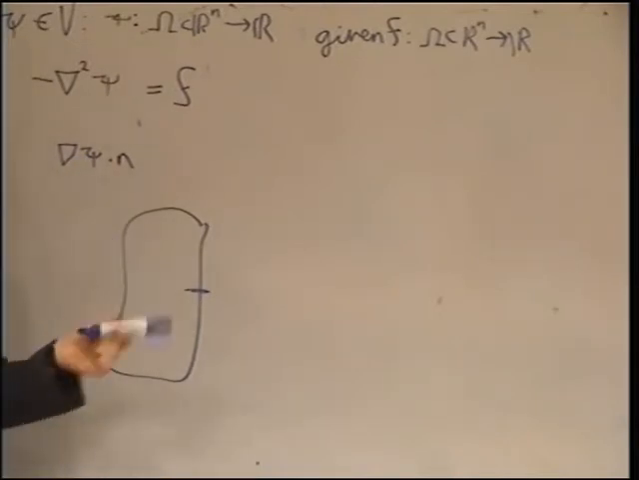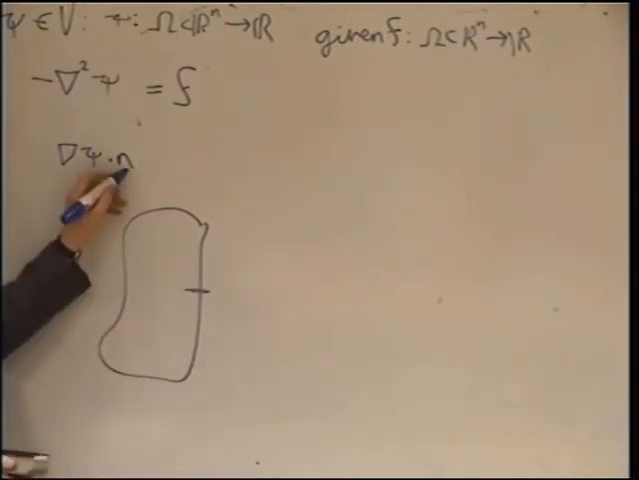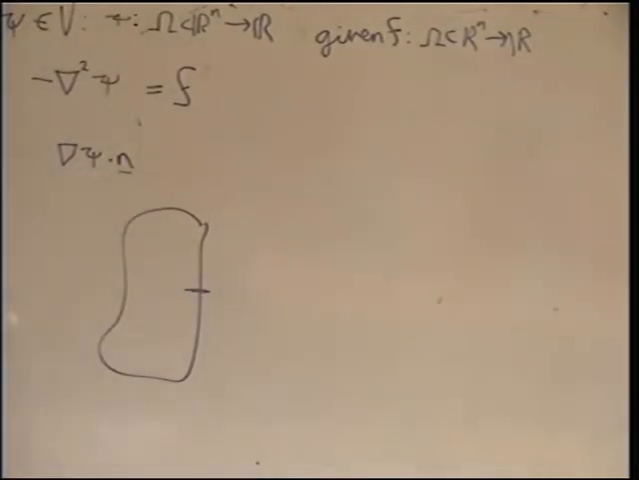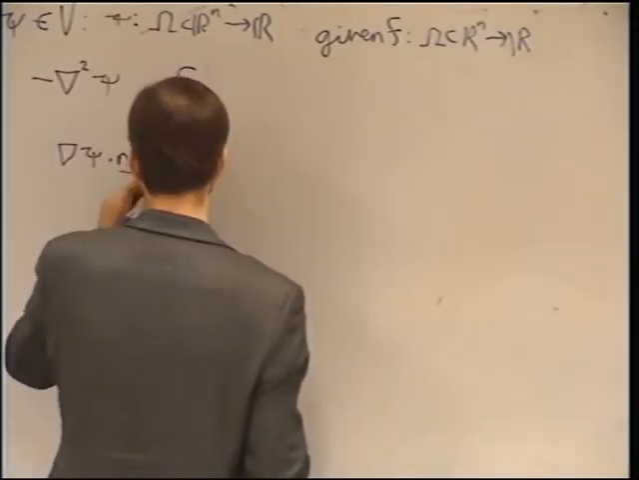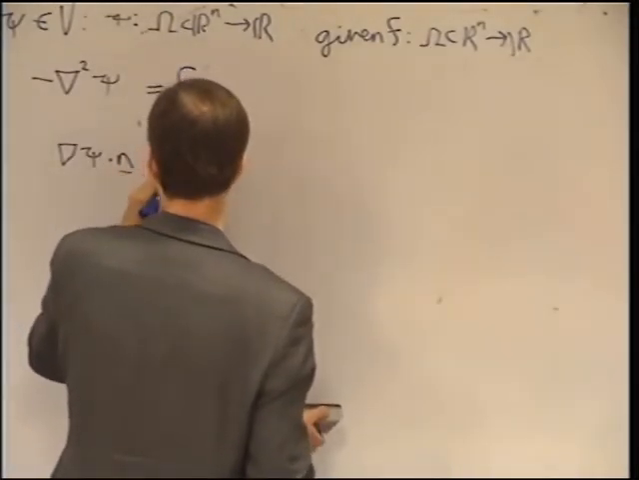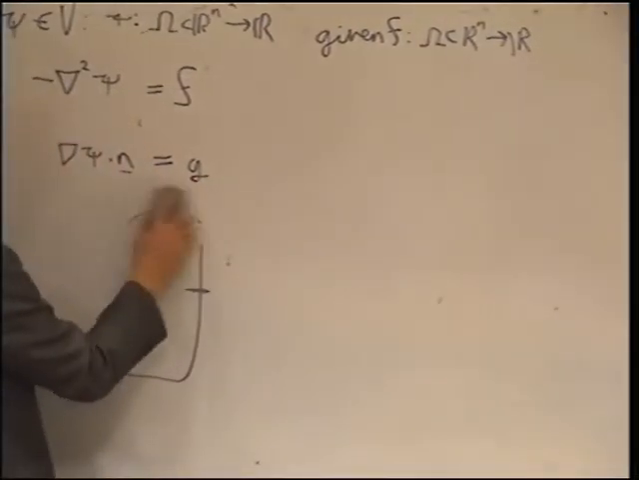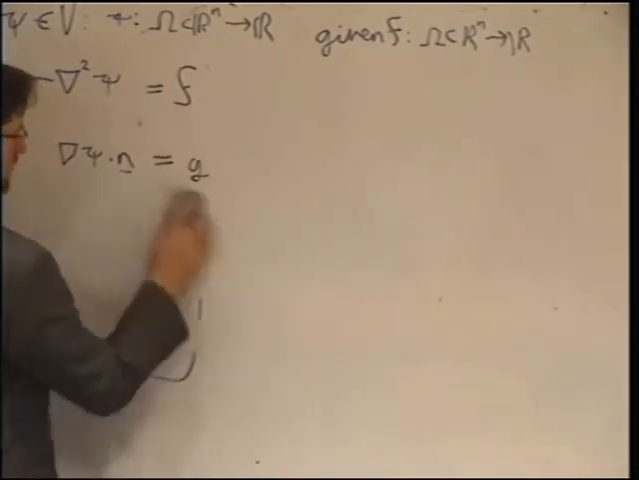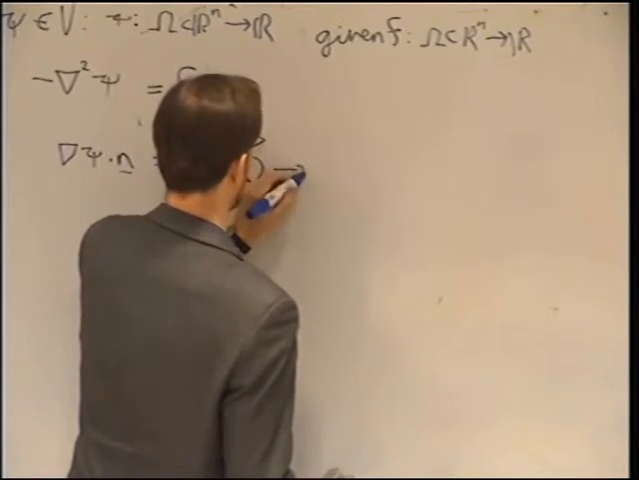Remember, the gradient of psi is something that works in any direction, and I'm choosing it in the direction going out. So n is the outward pointing normal to the domain, and that's equal to g. So g is another function. G goes from omega to R.